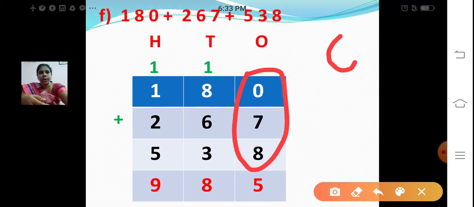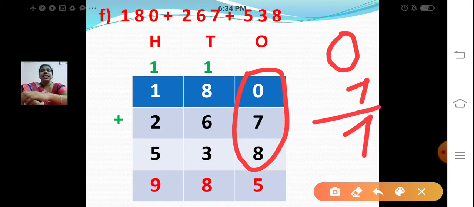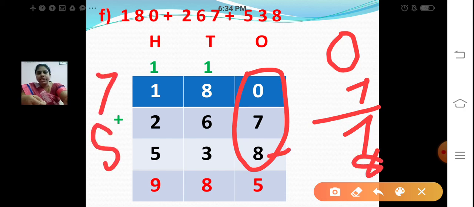So 0, 7. 0 plus 7. When you add 0 to any number, the answer is the same, right? So 0 plus 7 is 7. Now with the 7, I am going to add the third number 8. 7 plus 8. 7 in the mind, 8 in the finger. 7 ones plus 8 ones. After 7, 8, 9, 10, 11, 12, 13, 14, 15. 15 ones. It's a 2-digit number.